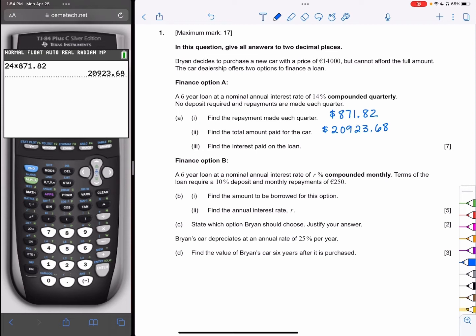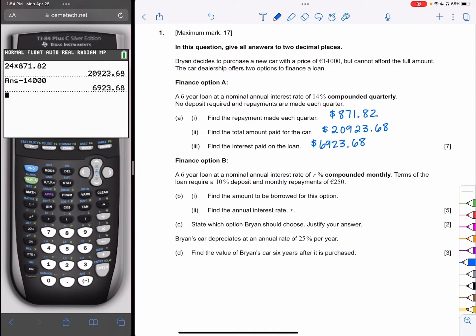Next, we need to find the interest paid on the loan. Remember, the interest paid on the loan is the total amount that you paid minus the original amount that it cost you. So I have to subtract 14,000 from $20,923.68. When I subtract, I see that my interest paid on the loan was $6,923.68.